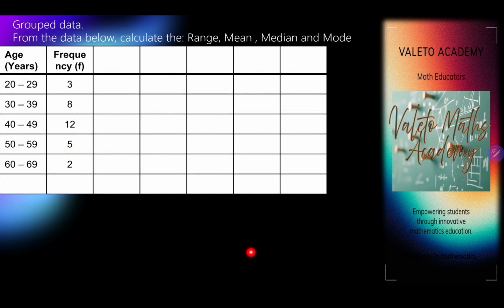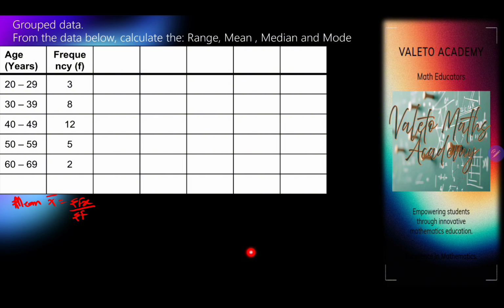Here we are in group data. For group data, we're going to be applying formulas to derive our mean, our median, and our mode. It's almost the same thing for the mean, just with a few modifications. So our mean, which is given by x bar, is the summation of fx all over the summation of the frequency.